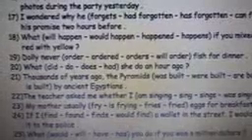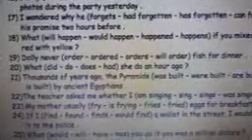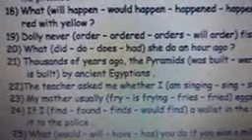Number 20, what she do an hour ago? Here we have an hour ago. An hour ago, the keyword of the past. So the answer, what did she do an hour ago?